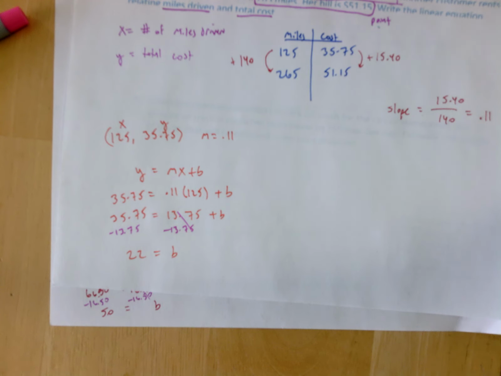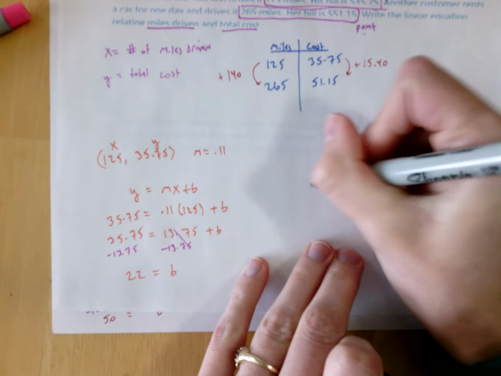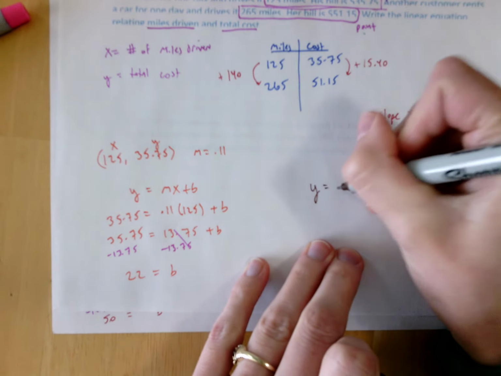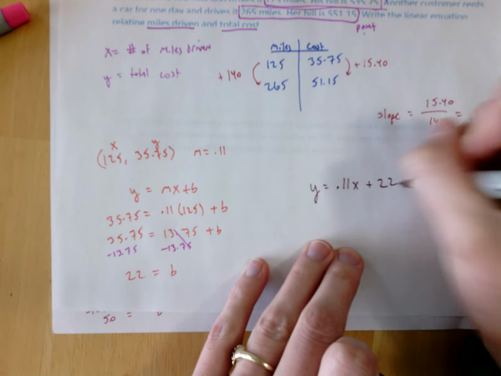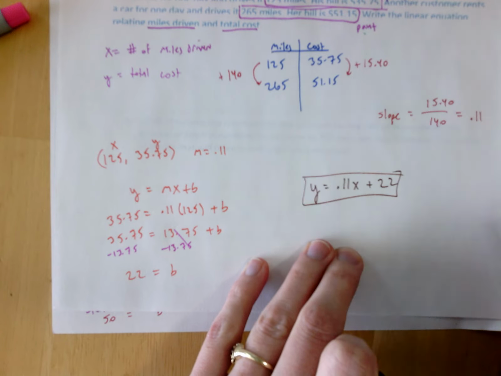All right, awesome. So we are almost done. I know this is a long problem. Okay, but that's it. Then we just have to write our equation. So it's just y equals my slope, 11 cents, times x plus the b we just found. Okay, and there's my equation.